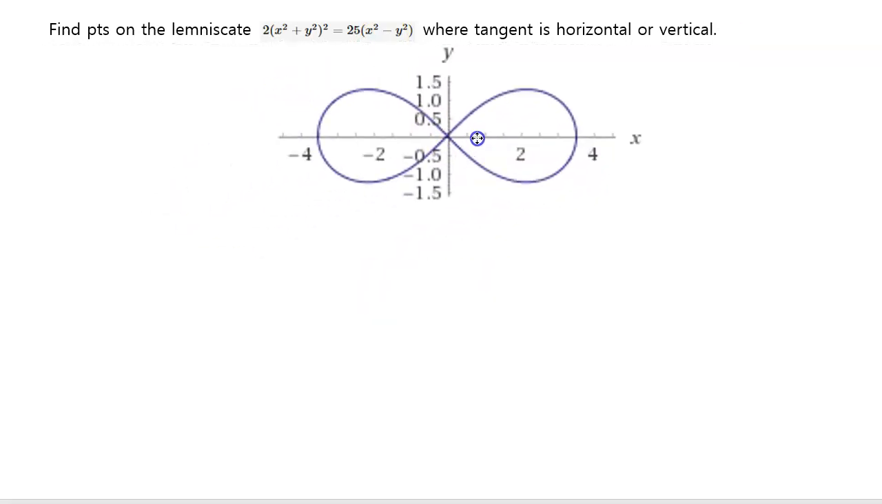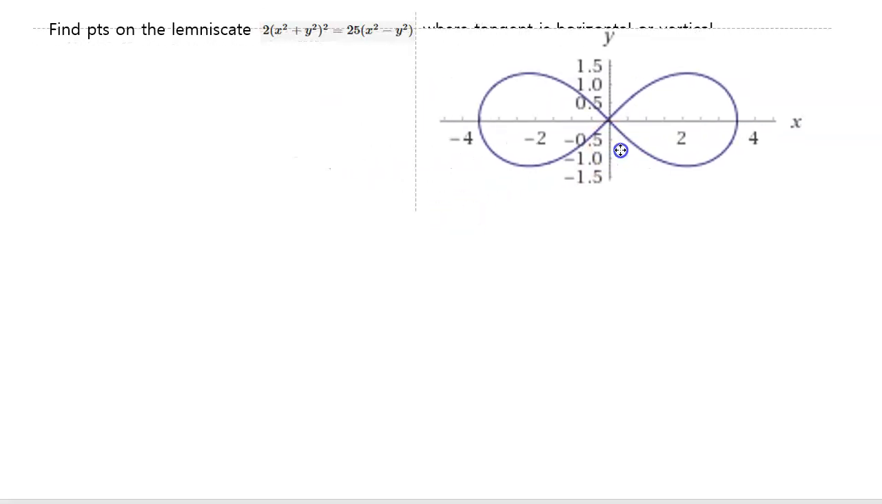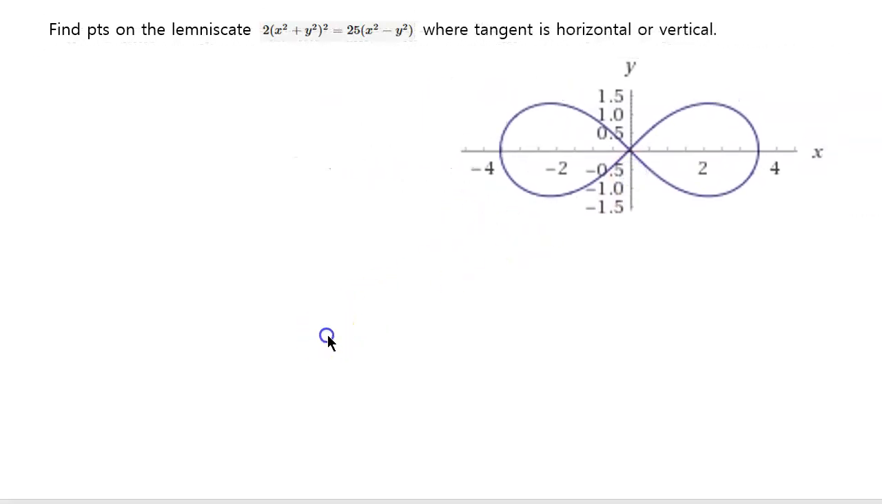That's what it says. And we already see that there should be 4 points where you have horizontal tangent lines, and there should be 2 points where you have vertical tangent lines. Okay. How do you actually find that?